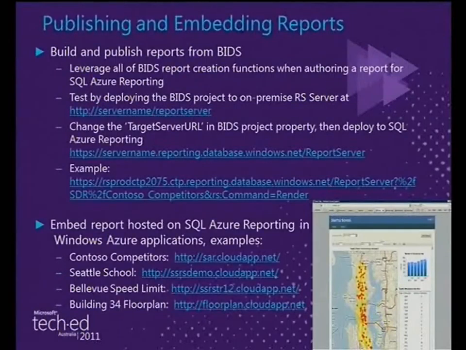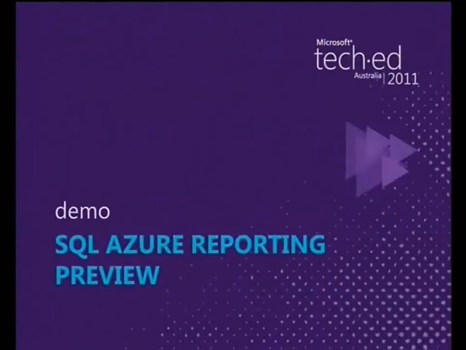This I'm leaving in the deck. I'm not going to talk about it, but these are basically the hints you need in order to get one of these solutions up and running. You've got to make sure that you're deploying BIDS to a server. If you're doing it locally, it's server name report server. If you're doing it to the cloud, it's server name reporting database windows.net something, right? And then there's an example right there, which I'm going to show you. And we actually have a couple of examples, so you can go out and take a look and see what a report looks like in the cloud. And it's really the same as if you were deploying it on-premise yourself. So let's take a look at that real quick.